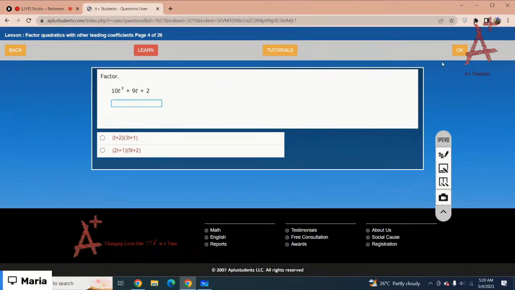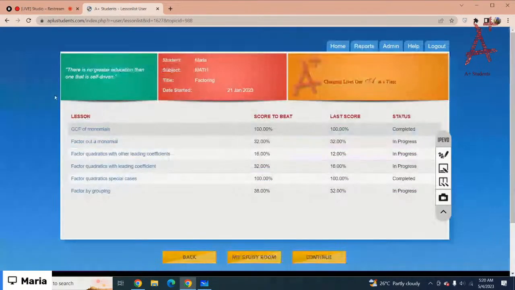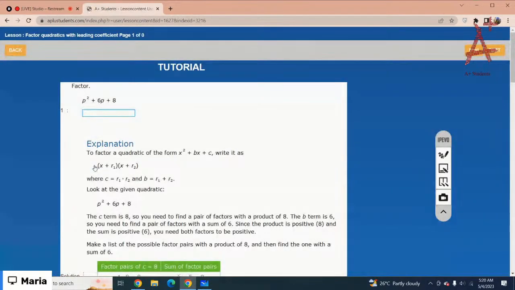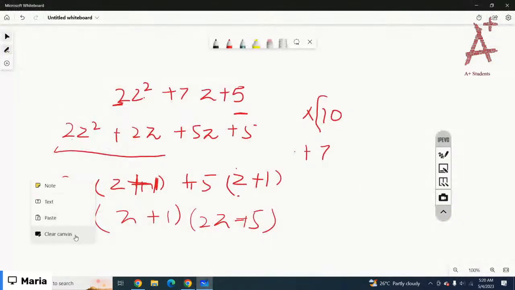Okay, you can complete the test by yourself later today. Let me just move on to the next lesson. The next lesson is factor quadratics with leading coefficient. So p square plus 6p plus 8. Let's just start with the first one.